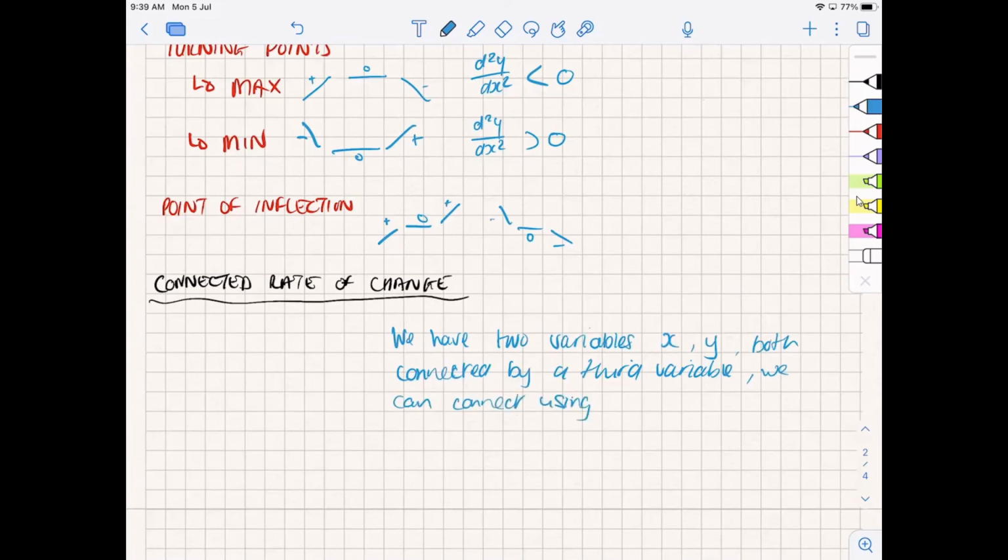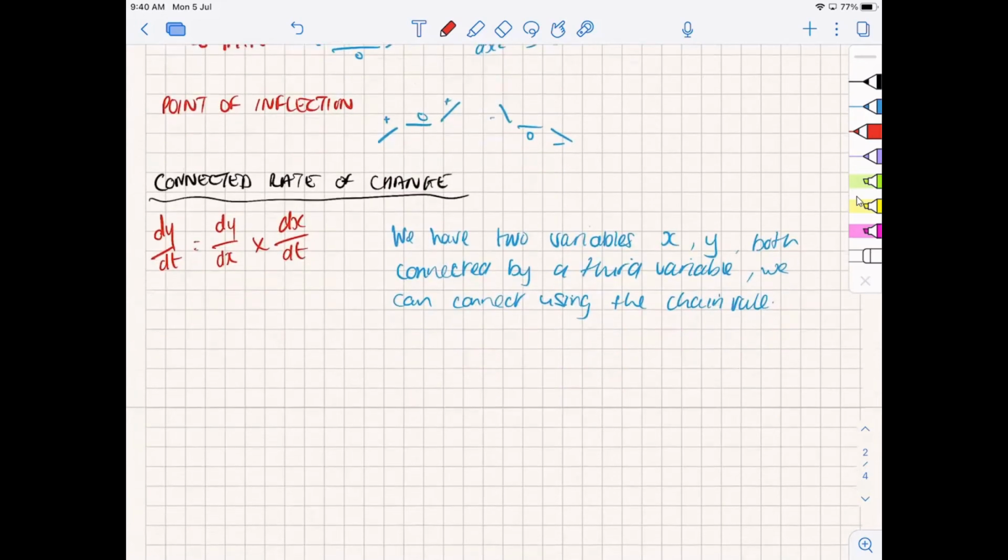Who can remember the chain rule for this one? This was just if we want dy by dt, all right? Usually that's the way we want to express something in terms of time. So if we want a change in y with respect to time, and we are given certain information like a change in y with respect to x, and we know the change in x with respect to time, we can find the connected rate of change.